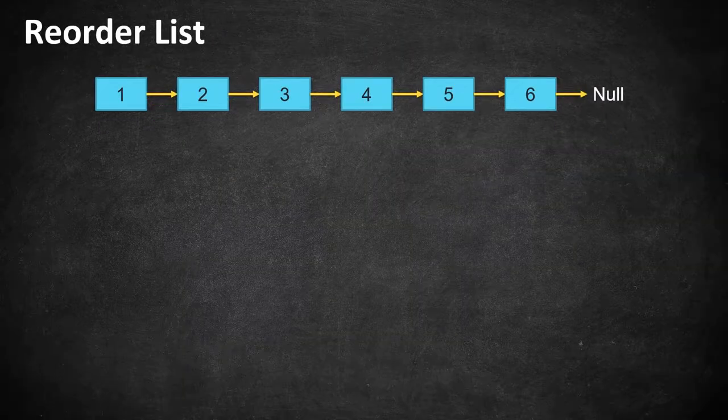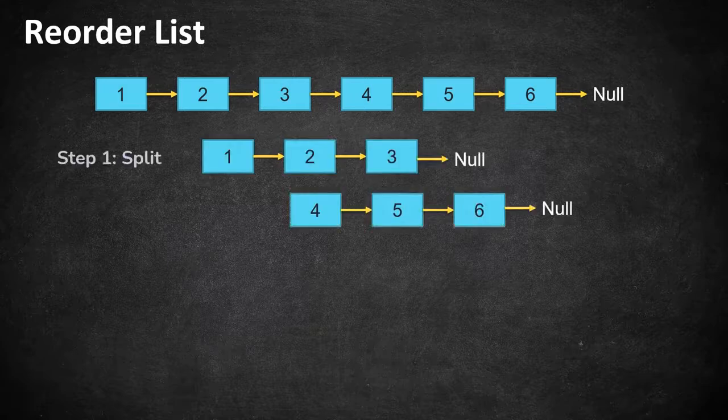Here is the given linked list. As I said, we are going to go through three different sub-problems to solve this together. The first step is to split the list into two lists. So now we have two lists. The next step is merging the lists.